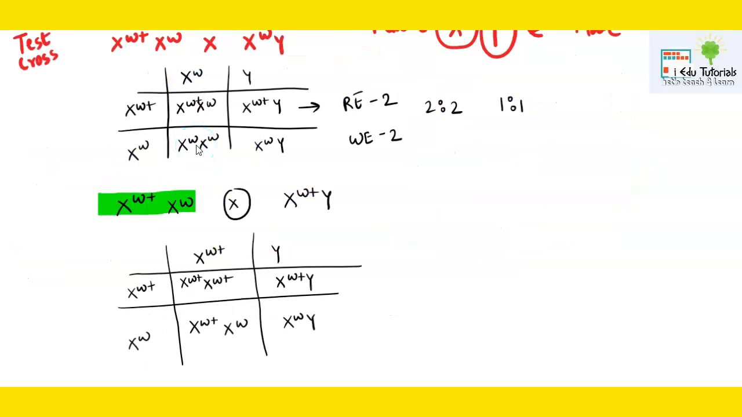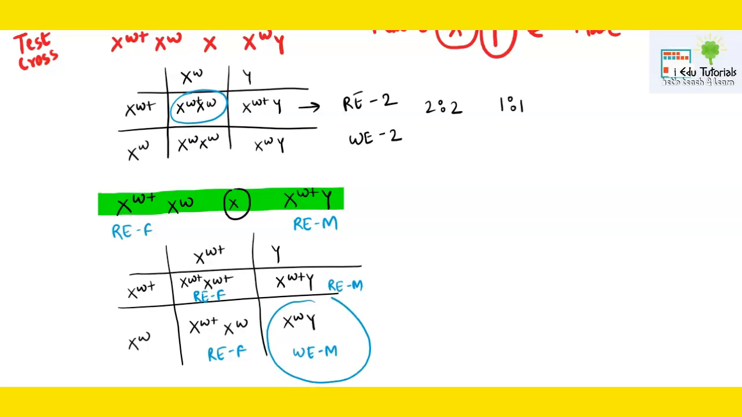At last he made one more cross and this time he took the red-eyed female, this heterozygous female, and crossed it with the red-eyed male. After crossing them, he got a red-eyed female, red-eyed male, red-eyed female and white-eyed male. Remember, the female had the heterozygous genotype because of which this white-eyed male was received, right? So from the female, this eye color has been inherited by the male offspring.